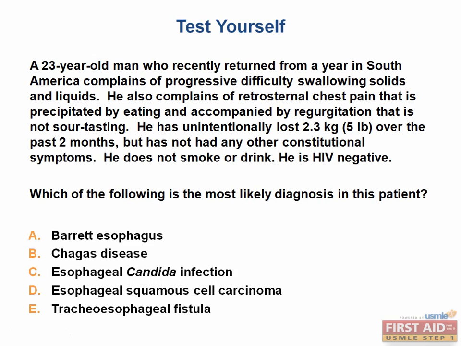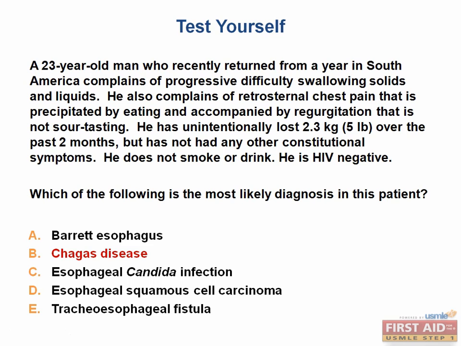Which of the following is the most likely diagnosis in this patient? Is it A, Barrett esophagus, B, Chagas disease, C, esophageal candida infection, D, esophageal squamous cell carcinoma, or E, tracheoesophageal fistula? The correct answer is B, Chagas disease.